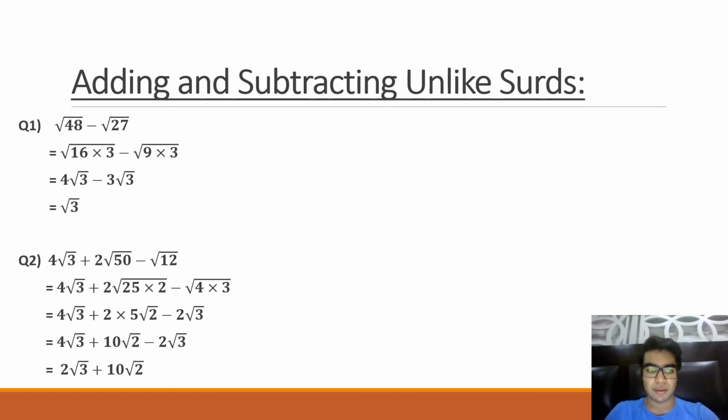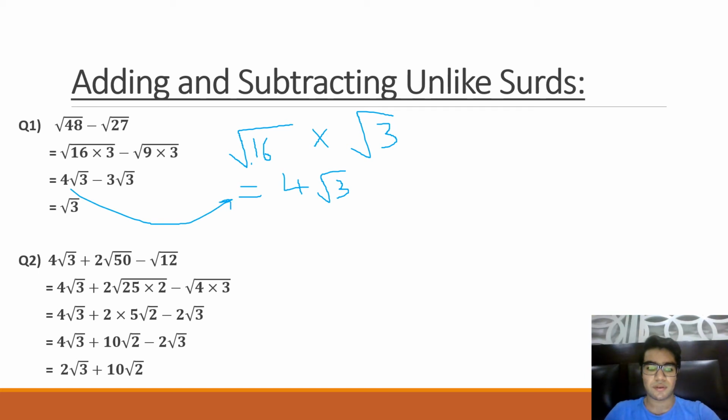So this is what I mean. So you have 16 times 2, right? Square root of 16 times 2. This basically means square root of 16 times square root of 3. So you can simplify this. So this becomes 4, and this you just bring it down as it is, like you did over here. Okay. So this is how you solve it.